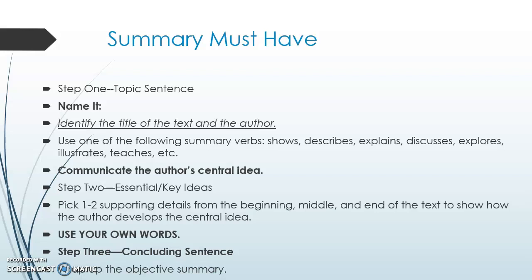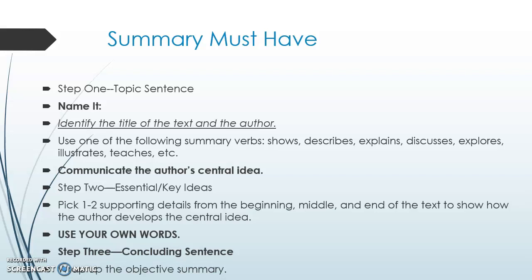Step 2, you need to gather key ideas. Well, what do we call that? Major details. So pick 2 major details from the beginning, the middle, and the end of the text. That is 6 total, to show how the author develops.